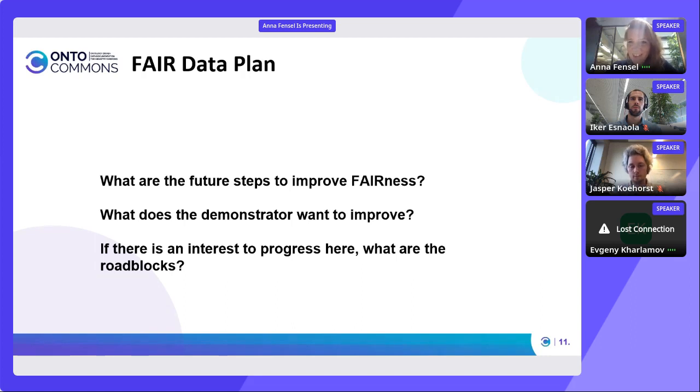Unfortunately, we lost Evgeny for the last minutes, but we will take all this input from this discussion also as input to our roadmap, which is useful to help everybody to adopt ontology technologies in an efficient way.